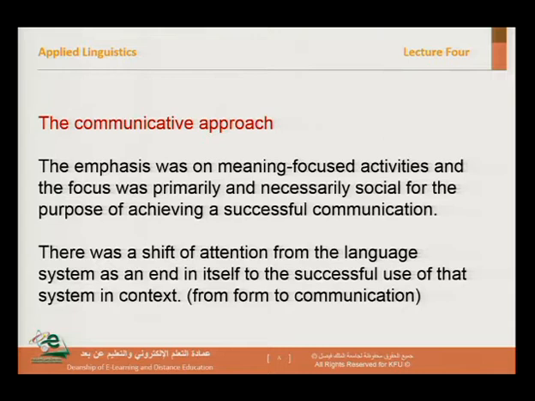The emphasis here, unlike the other approaches, was on meaning-focused activities.